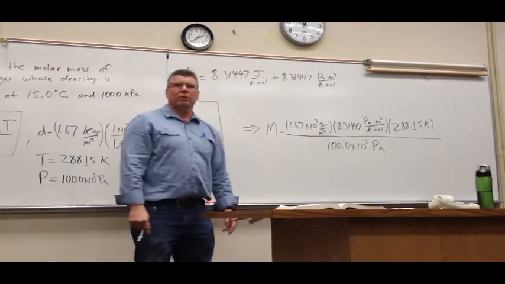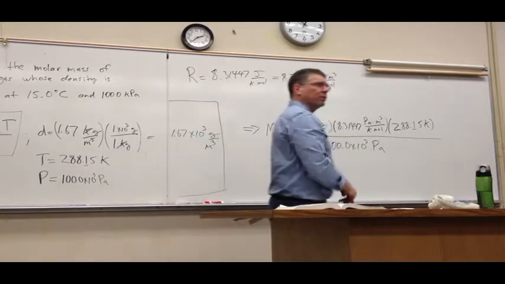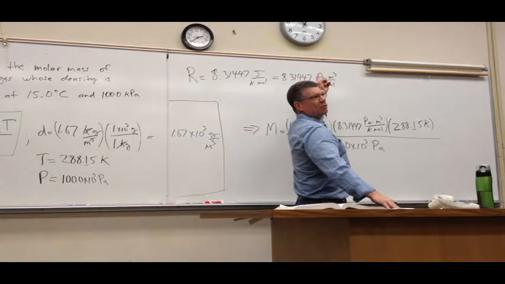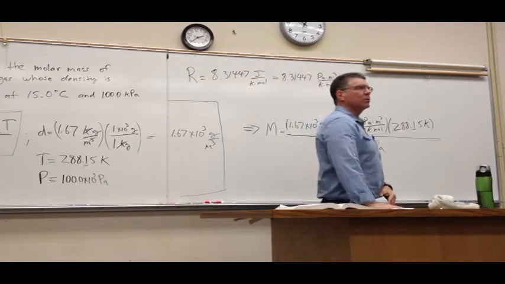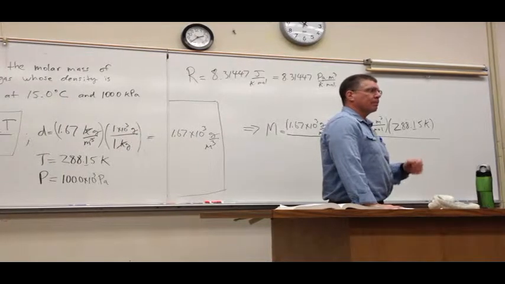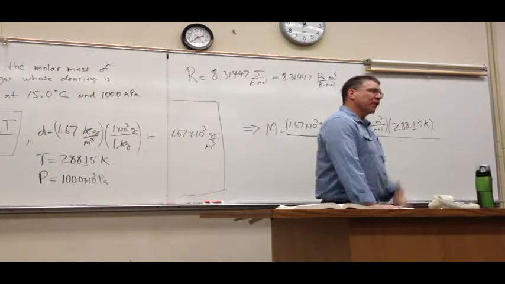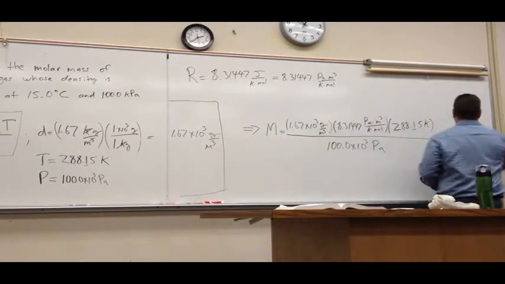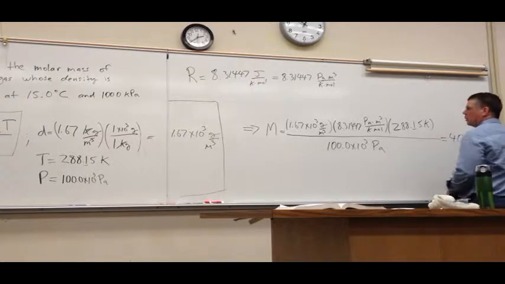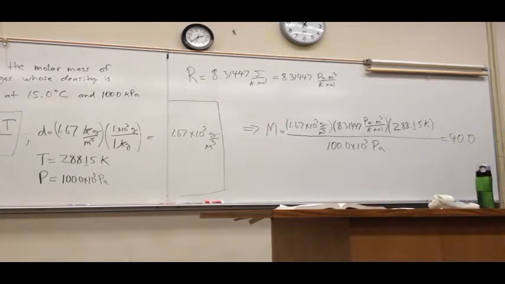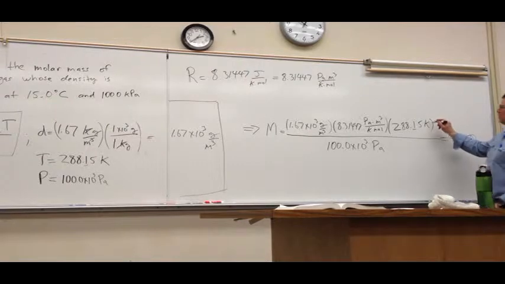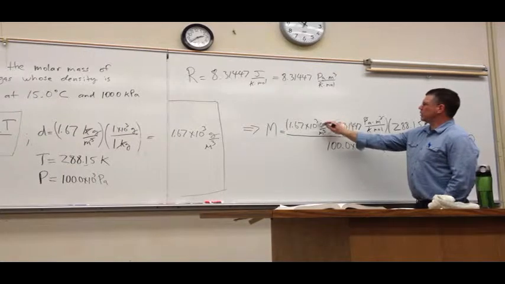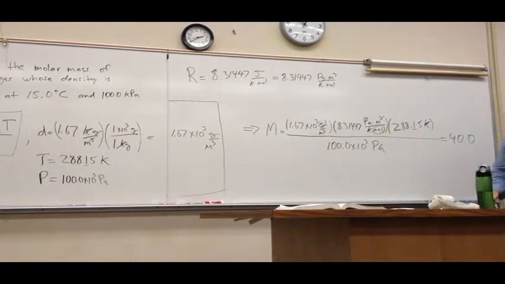Anything else? Did you guys figure out what this number is? That's what I'm telling you. A joule is a Pascal times a cubic meter. About 0.04, right? Three sig figs. What are the units going to be? Hopefully grams per mole, right? Pascals cancel, meters cubed cancel, and we get grams per mole.